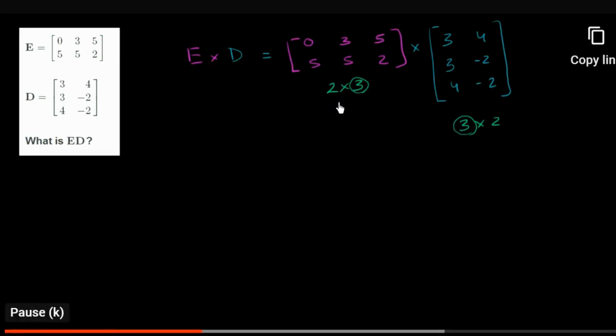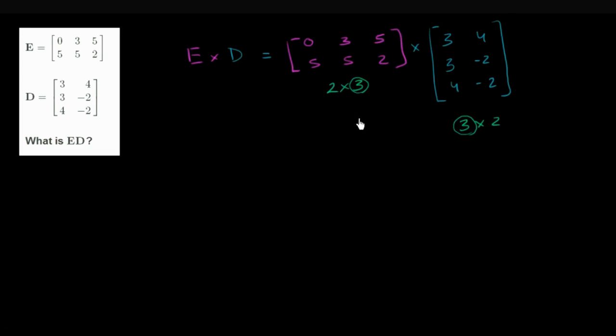Operation, at least the way that we have defined matrix multiplication. The other thing you always have to remember is that E times D is not always the same thing as D times E. Order matters when you're multiplying matrices. It doesn't matter if you're multiplying regular numbers, but it matters for matrices. But let's actually work this out.